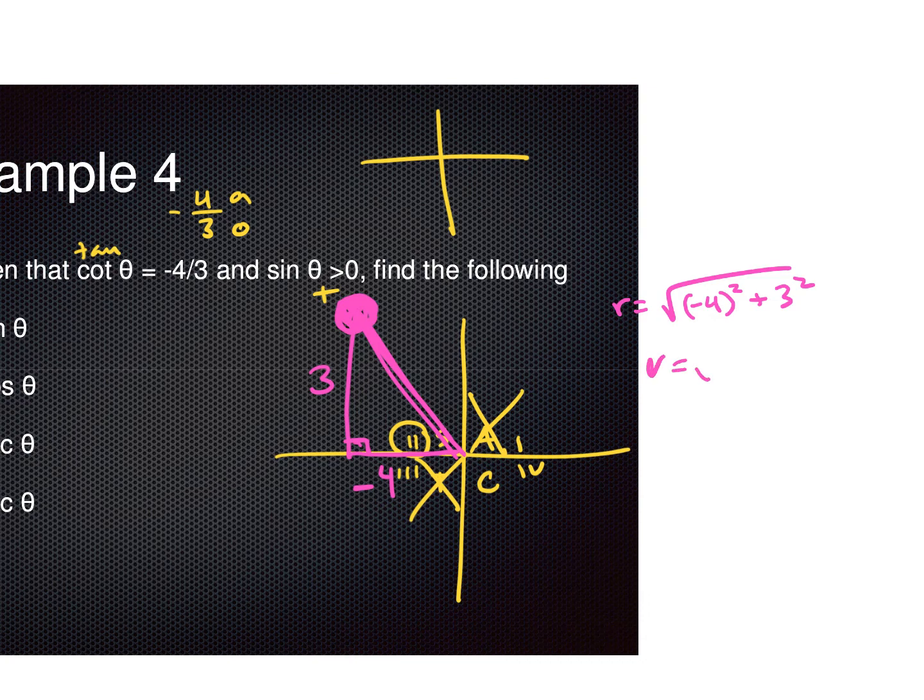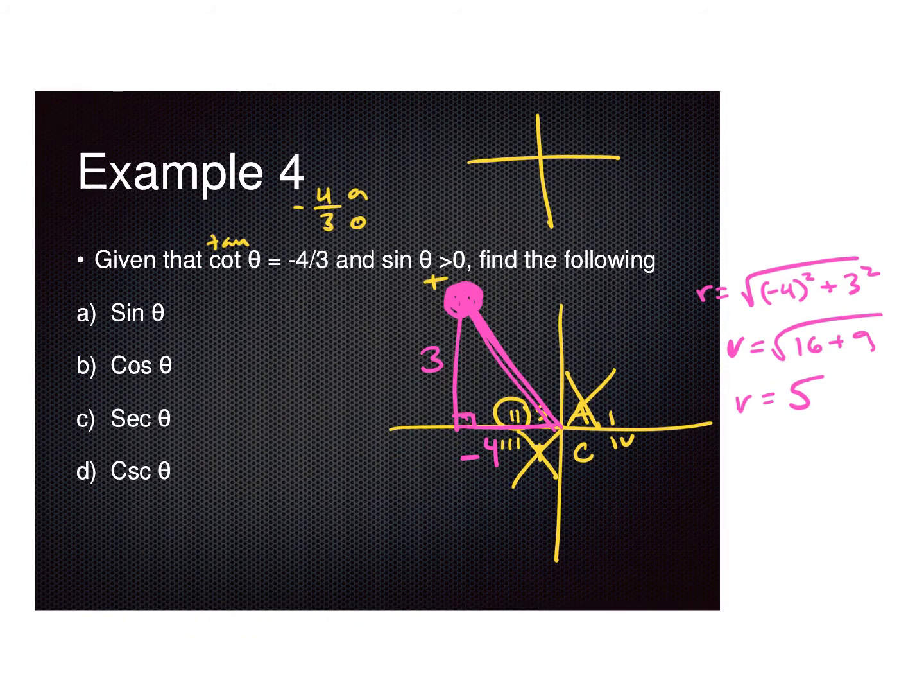So r is going to be the square root of 16 plus 9. So what's r equal to? 5. It's like our favorite number here. Every example has been a 3, 4, 5 triangle. Is 5 positive or negative? Positive, because r is always positive.